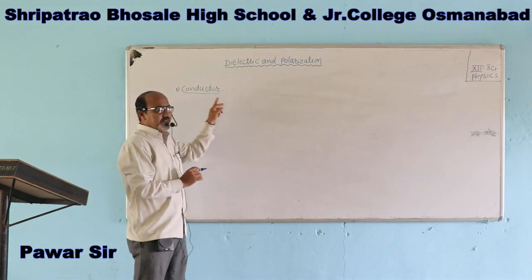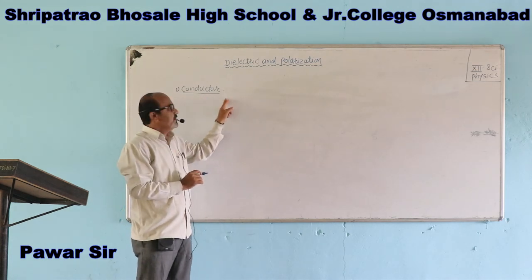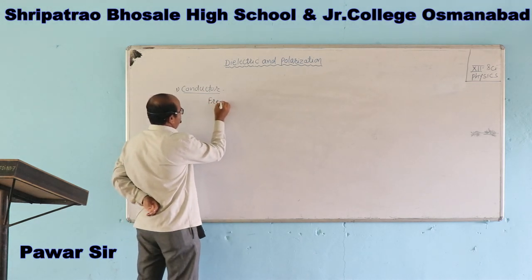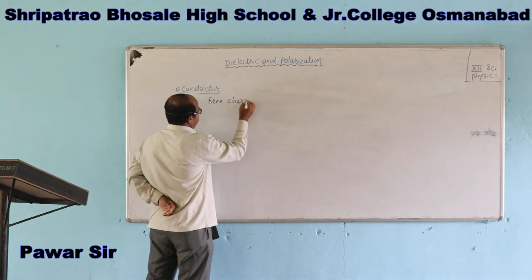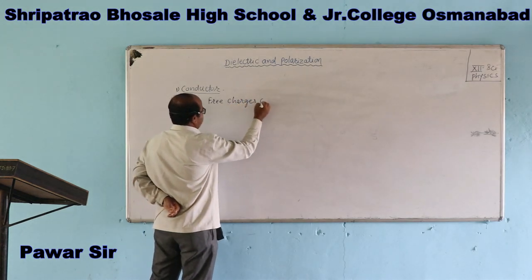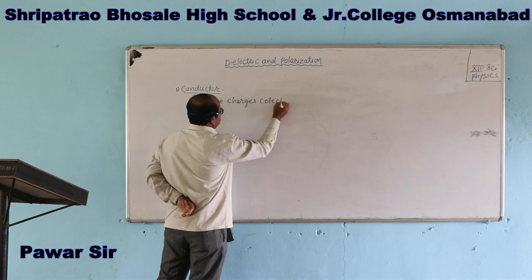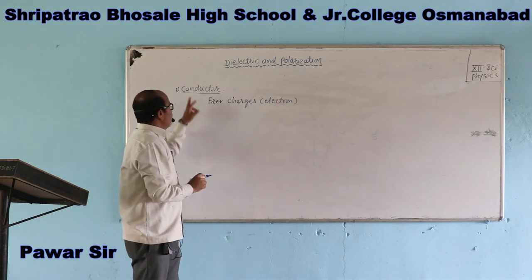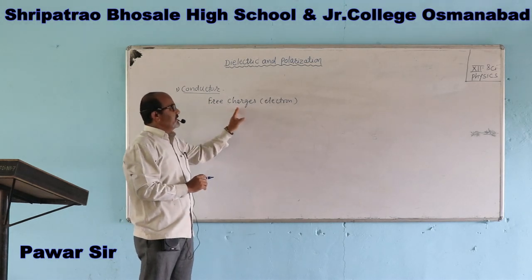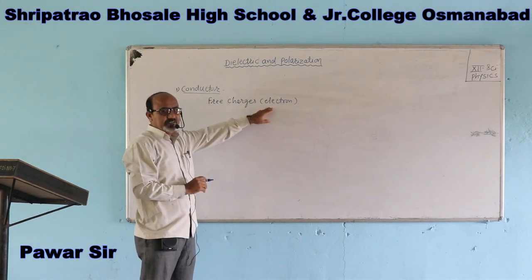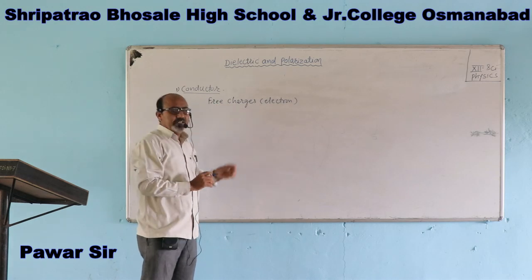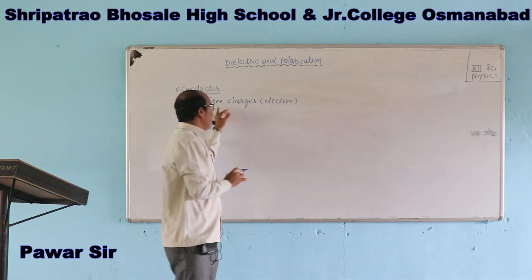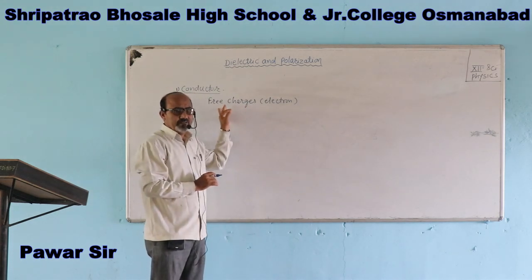Why can electricity pass through these materials? Because they contain free charges, that is electrons. Such a material contains a large number of free charges or free electrons inside it. These electrons are valence electrons, which are loosely bound to the nucleus. Hence they can move randomly inside the metal.